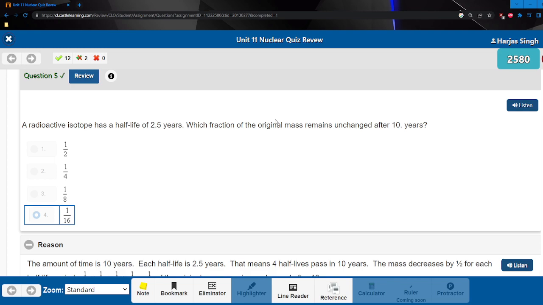When it says which fraction of the original mass remains unchanged, you want to ignore the word unchanged. Just look at it like this. An isotope has a half-life of 2.5.